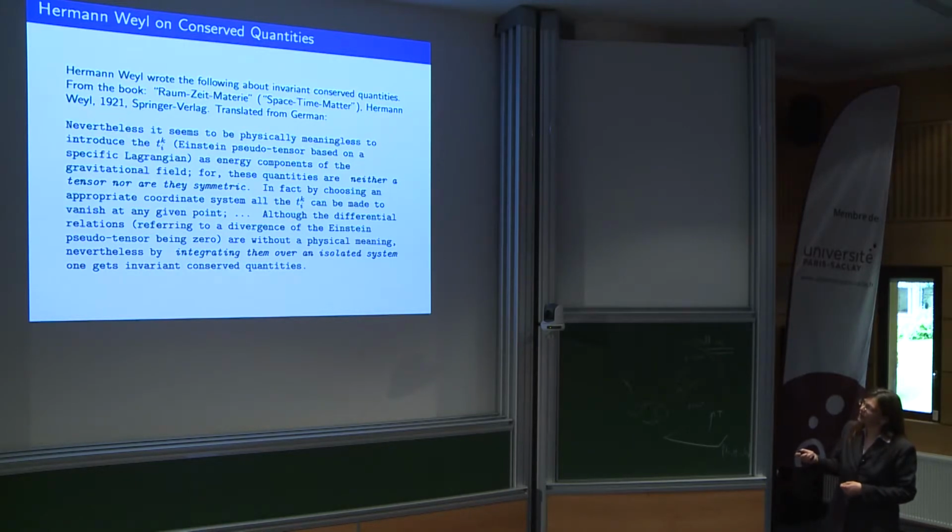So he says, well, nevertheless, it seems to be physically meaningless to introduce this t_ik, so that's the Einstein pseudotensor based on some specific Lagrangian he had there, as energy components of the gravitational field, for these quantities are neither a tensor nor are they symmetric. So in fact, by choosing an appropriate coordinate system, all these t_ik can be made to vanish at any given point. Although the differential relations referring to the divergence of the Einstein pseudotensor being zero are without physical meaning, nevertheless, by integrating them over an isolated system, one gets invariant conserved quantities.